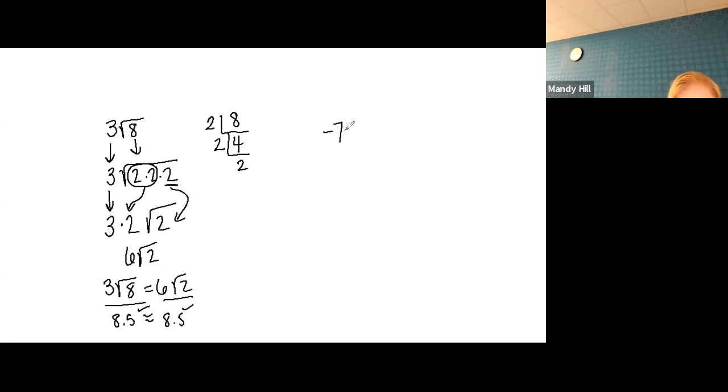So another example, we've got negative 7 times the square root of 75. Okay, I'm going to bring the negative 7 down. There's nothing I can do with that, but I do need to evaluate 75. 2 won't go into 75. 3 will go into 75 25 times. And then 3 won't go into 25, so I'm going to go up to the next prime number, which is 5. 5 will go into 25 5 times. 5 is prime, so I'm able to stop there.